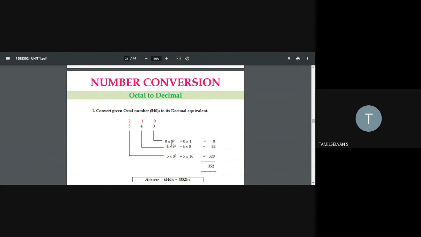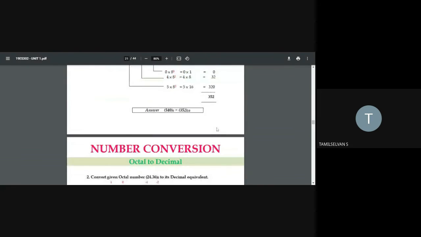So the first digit is 8 power 0, the second digit is 8 power 1, and the third digit is 8 power 2. So 0 into 8 power 0. Anything power 0 is equal to 1 based on basic mathematics. So 0 into 8 power 0, 4 into 8 power 1, and 5 into 8 power 2. That's all. Next I can move to the same number conversion with floating point numbers.